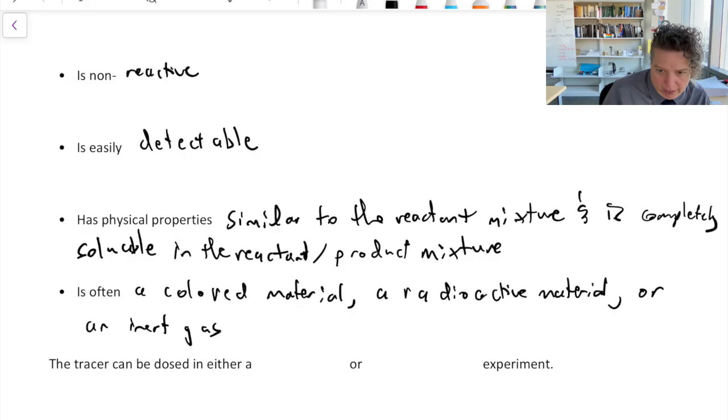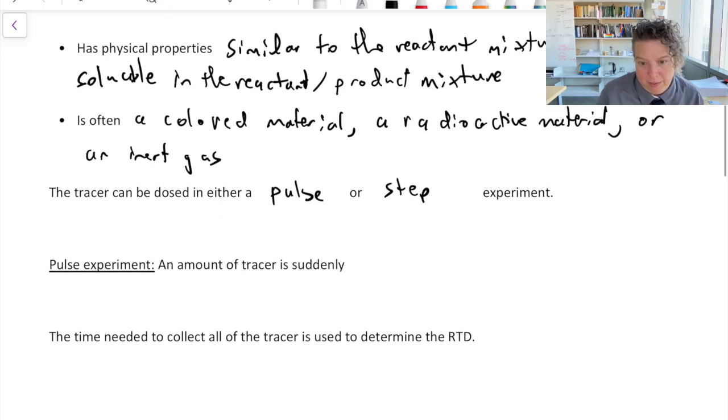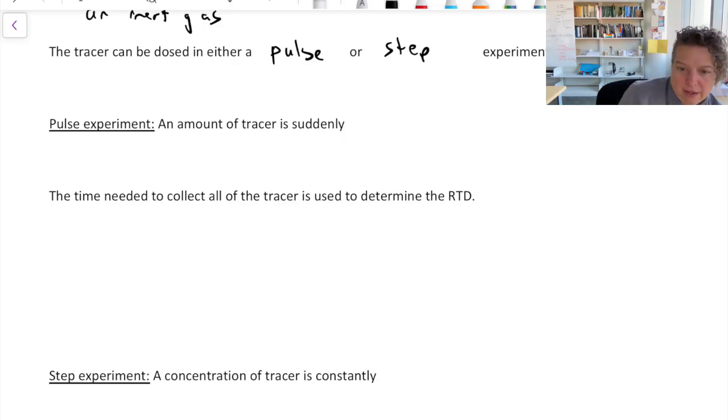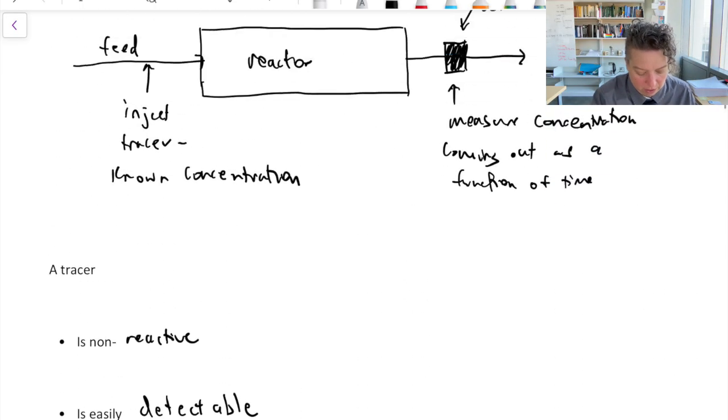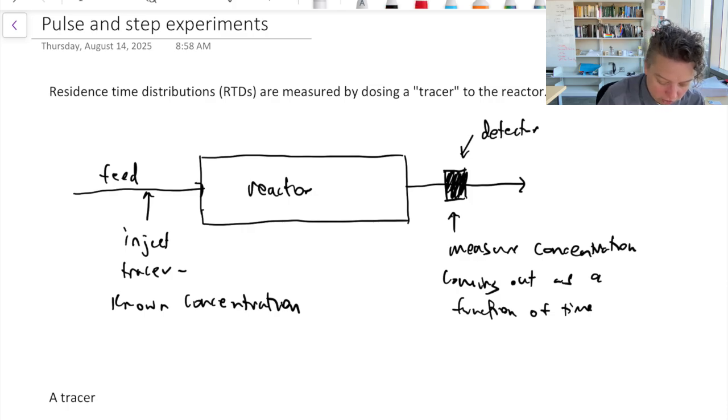It can be dosed in either a pulse or a step experiment. In a pulse experiment, an amount of tracer is suddenly injected in one shot. So if we go back to our diagram here, basically in a pulse we would inject just one dose of that and then stop dosing. So we have one dose at some concentration injected, and then we wait for that concentration to come out in the detector.